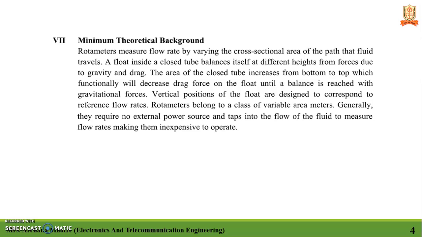Minimum theoretical background. A rotameter measures the flow rate by varying the cross-sectional area of the path that the fluid travels. The float inside a closed tube balances itself at different heights from forces due to gravity and drag. The area of the closed tube increases from bottom to top, which functionally decreases the drag force on the float until a balance is reached with the gravitational force.